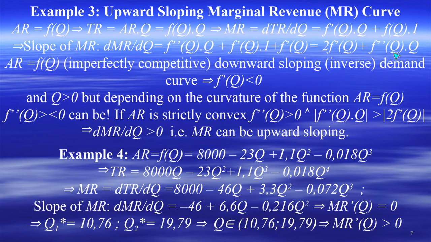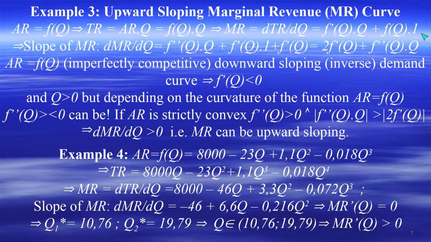If the second derivative is positive, but the absolute value of this term, F double prime Q times Q, is less than the absolute value of 2 F prime Q, it means that the negative part is in absolute value greater than the positive part. So the whole thing, the sum, will be negative as well.